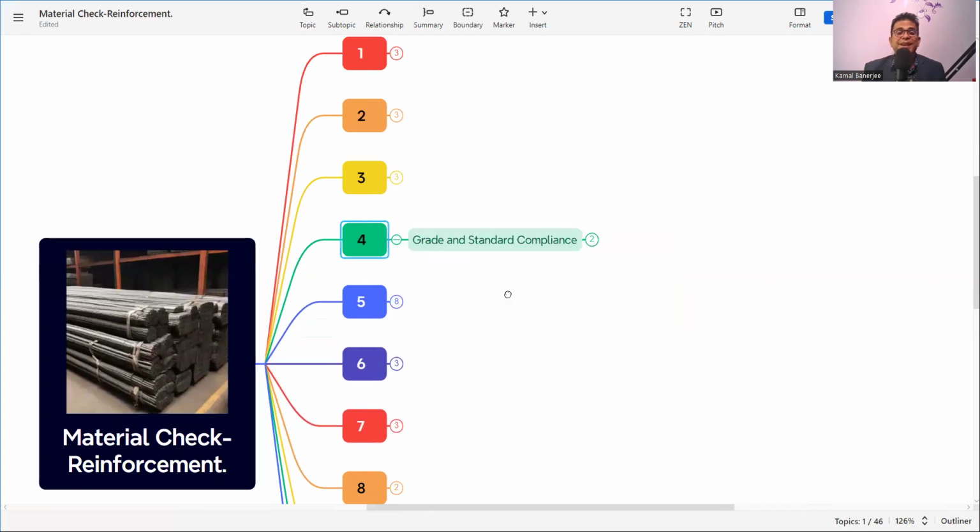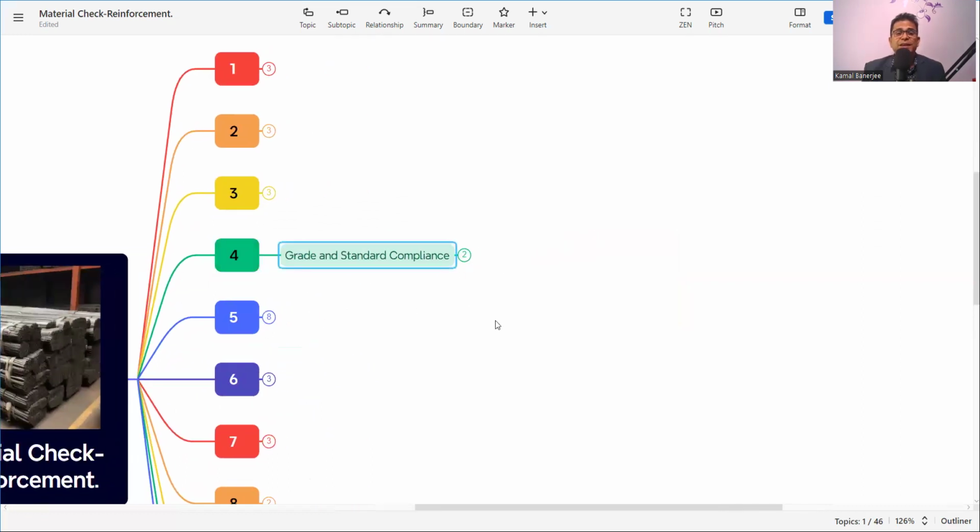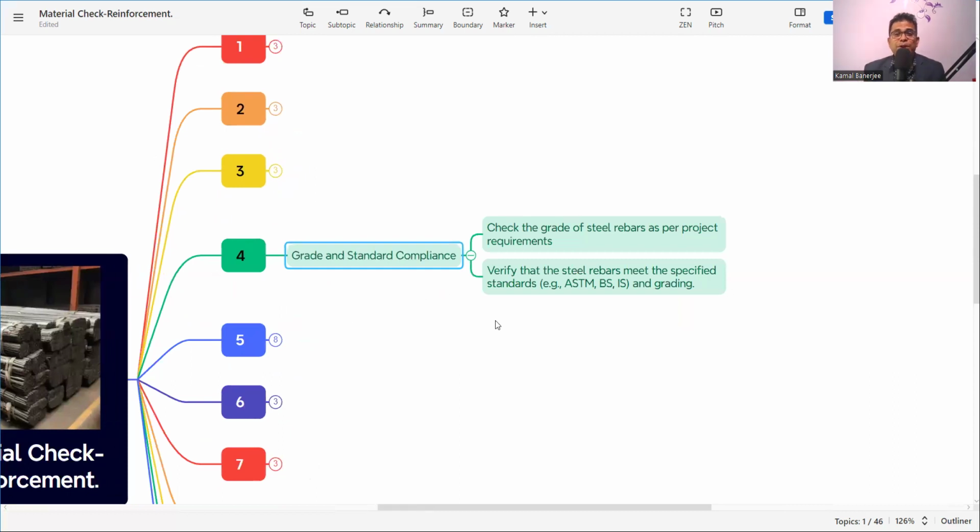Then comes grade and standard compliance. Now check the grade of the steel rebar as per project requirement. Maybe it is 415, maybe 500, 550. What is your project specification? And accordingly, what the purchase order says, it is very important that the grade of steel matches the project specification.